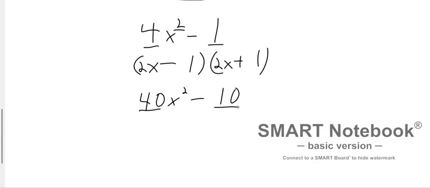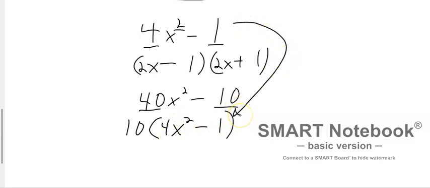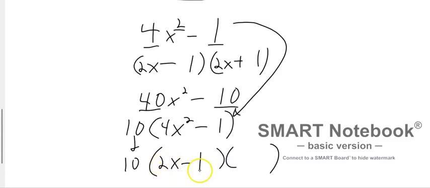What can I take out? Well, I can take out a 10. That will give me 4x squared minus 1, which is the same thing, and it's almost the same answer, except we have to bring this 10 down. Because if we don't, we'll just have 4x squared minus 1, not 40x squared minus 10. So this ends up being 2x minus 1 and 2x plus 1, just like before. The only difference is we couldn't do that without taking out this GCF right here.